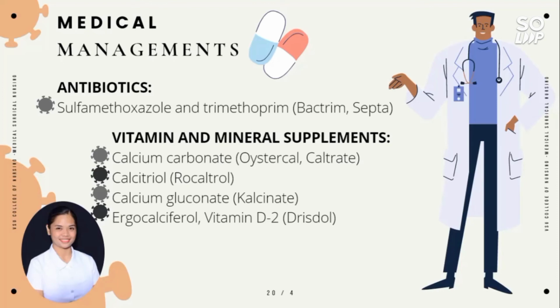Medical managements for DiGeorge syndrome are antibiotics, sulfamethoxazole and trimethoprim. This combination is used for prophylaxis. It inhibits bacterial growth by inhibiting the synthesis of dihydrofolic acid. Sulfamethoxazole and trimethoprim should be prescribed based on recommendations of an immunologist. Vitamin and mineral supplements. Hypocalcemia may occur requiring supplementation with calcium. In patients with symptoms refractory to calcium, supplementation with a vitamin D analog may also be necessary.